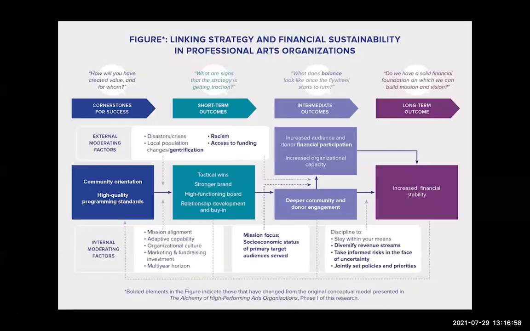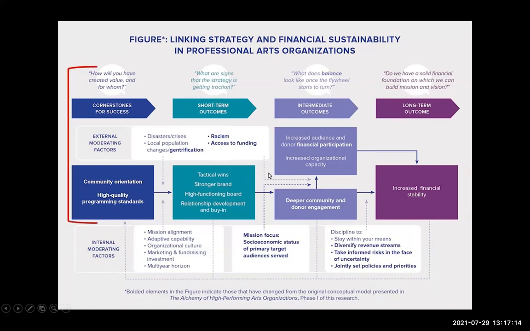So this is a graphic which shows the findings from the second study, and it illustrates how financial and operational success was linked to the strategies outlined by the leaders interviewed. It's a pretty complex graphic, so I'm not going to walk through the whole thing, but I just want to highlight a few key things here.